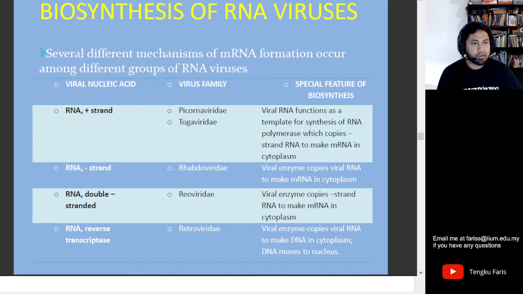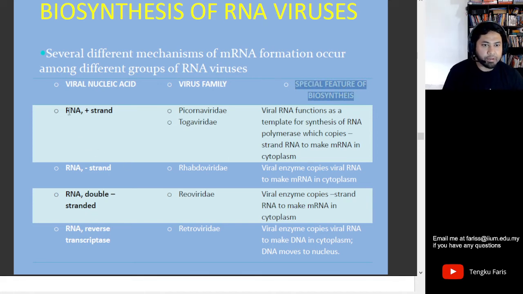In terms of the biosynthesis of the RNA viruses, there are several different mechanisms of mRNA formation among different groups of RNA viruses. You can see here on the left hand side is the viral nucleic acid, in the middle the virus family, and on the right hand side the special features of biosynthesis.